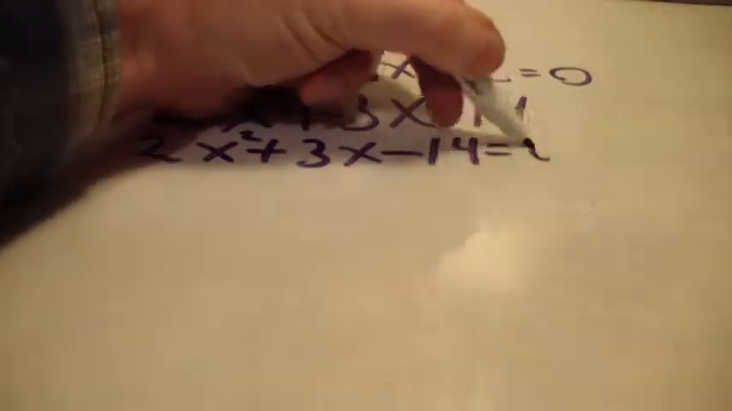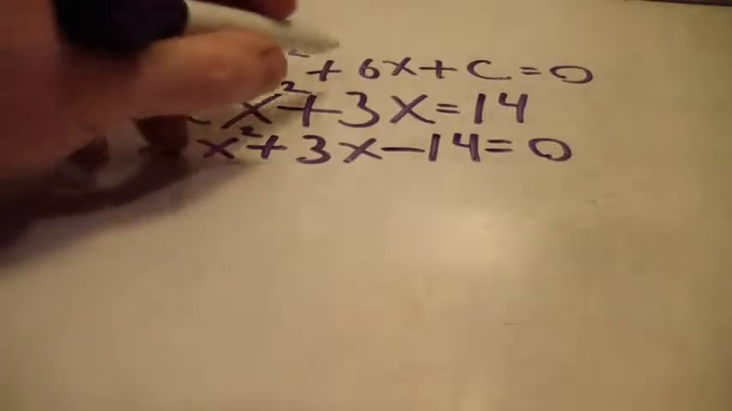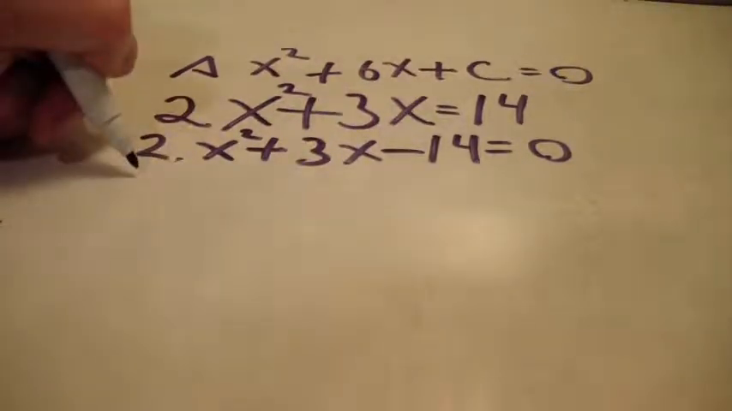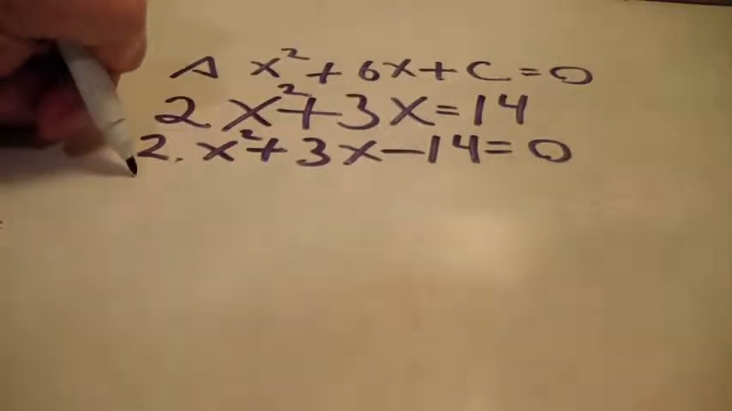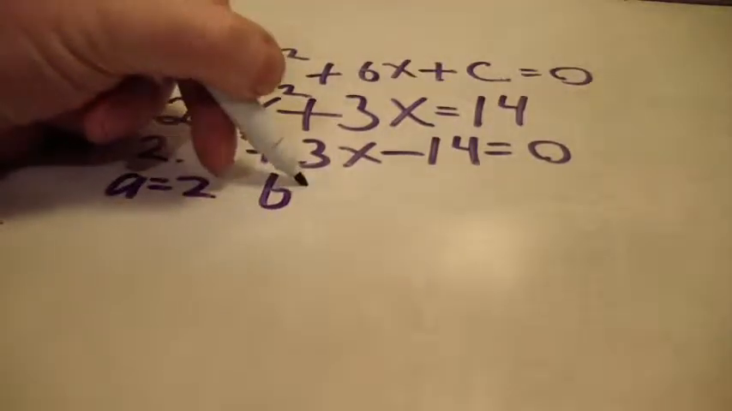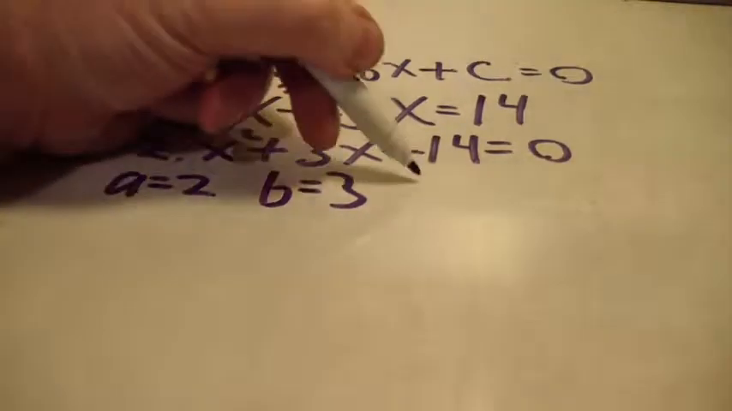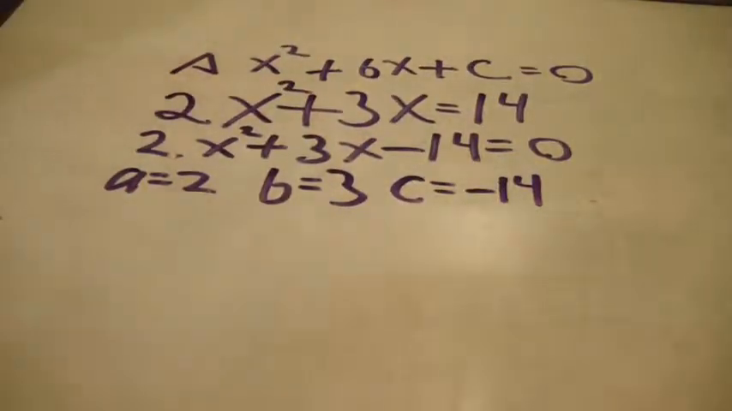Okay, now we need to figure out what A, B, and C are. Okay, so I lined these up so we know that A will equal 2. We know B will equal 3. And we know C will equal negative 14. Okay?